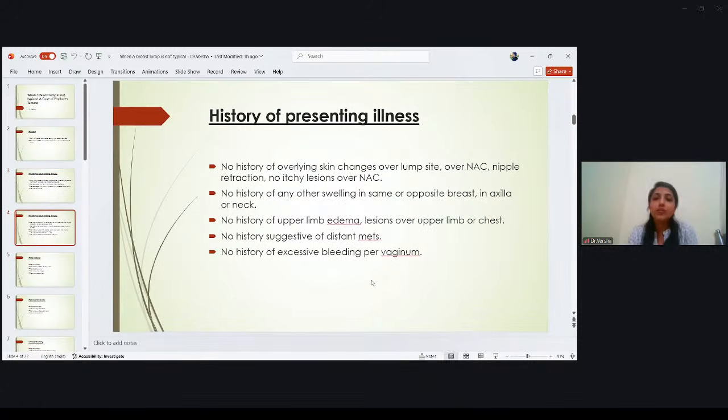There was no history of overlying skin changes over the lump site or over the nipple areola complex. There was no nipple retraction or itchy lesions over the nipple areola complex. There was no history of any other swelling in the same or opposite breast, in the axilla, or in the neck region. There was no history of upper limb edema or lesions over the upper limb or chest wall. There was no history suggestive of distant metastasis, such as backache, headache, blurring of vision, abnormal body movements, abdominal distension, yellowish discoloration of skin and eyes, shortness of breath, and blood in sputum. There was no history of excessive bleeding per vaginum as well.